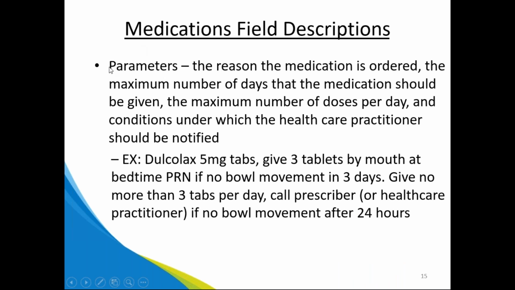So let me tell you what parameters are. Parameters are the reason the medication is ordered, the maximum number of days that the medication should be given, the maximum number of doses per day, and the conditions under which the healthcare provider should be notified. So here's an example. Dulcolax 5 milligram tabs, give 3 tablets by mouth at bedtime. PRN if no bowel movement in 3 days. Give no more than 3 tabs per day. Call prescriber if no bowel movement after 24 hours. And this all should be on that prescription or the bottle.